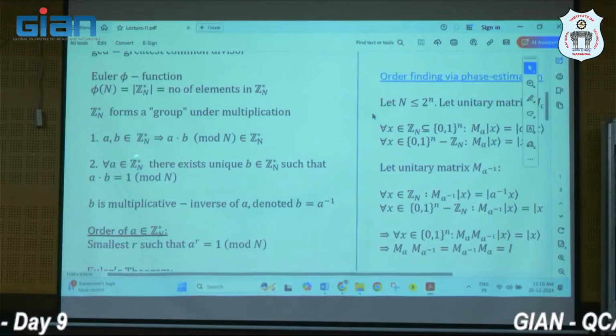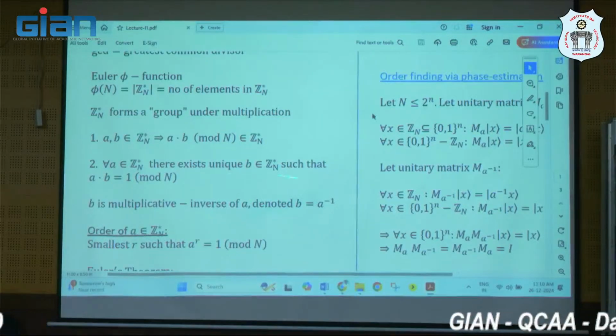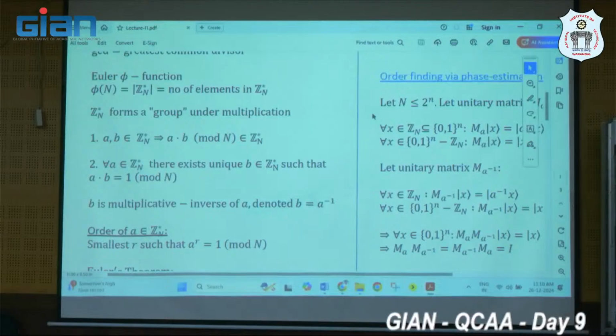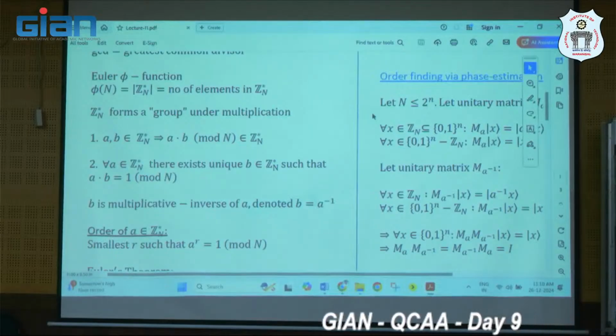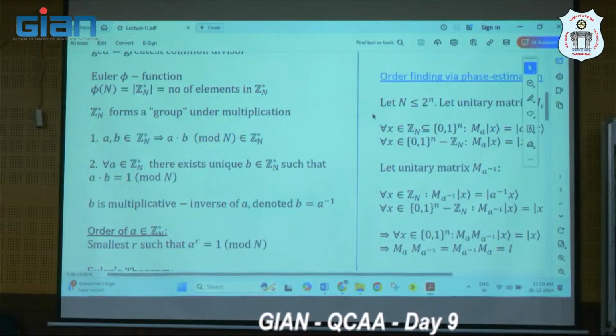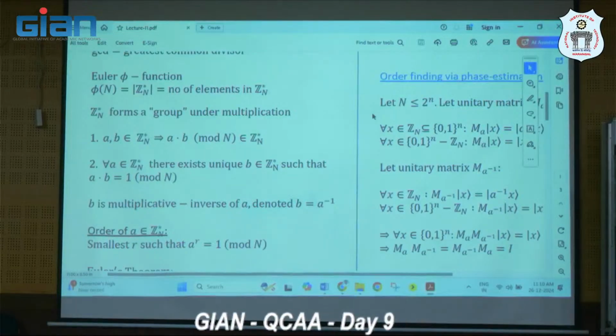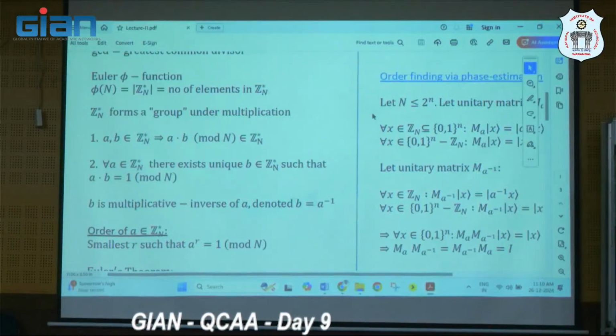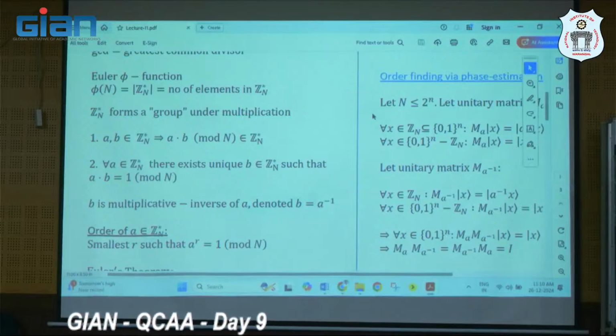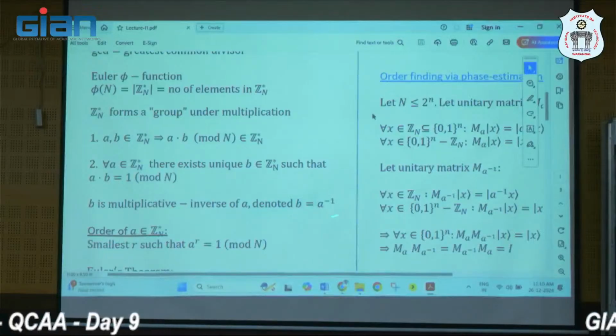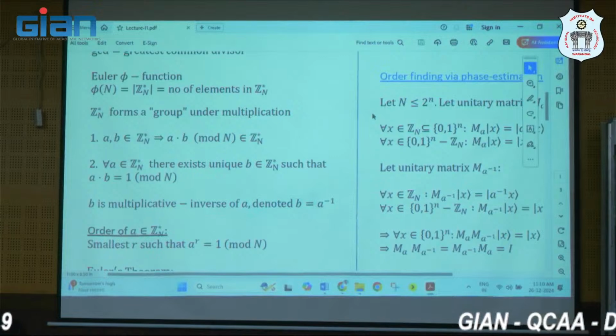Then for all A in Z star n, there exists a unique B such that A times B is 1 mod n. That is, B is the multiplicative inverse of A. A is the multiplicative inverse of B. Okay. All right. B is A inverse. Correct? Clear?